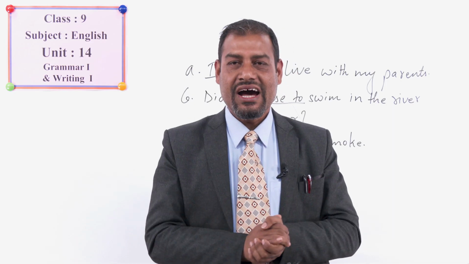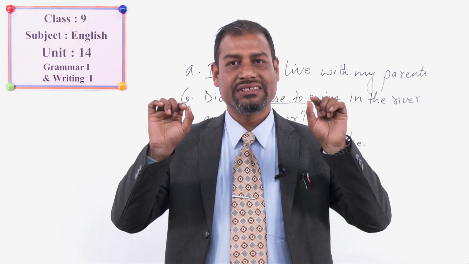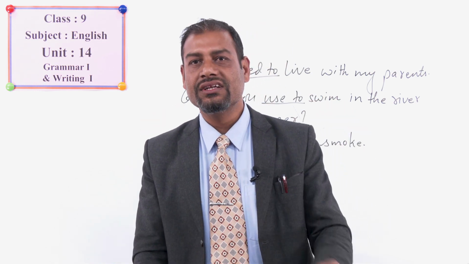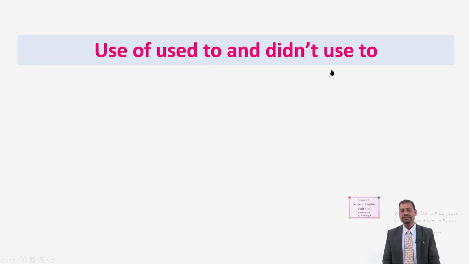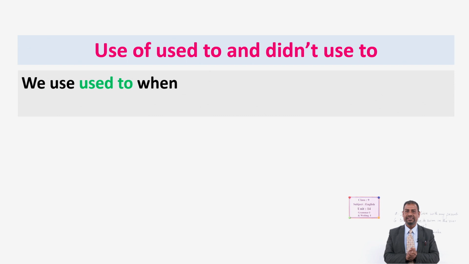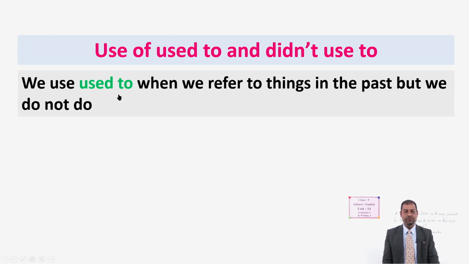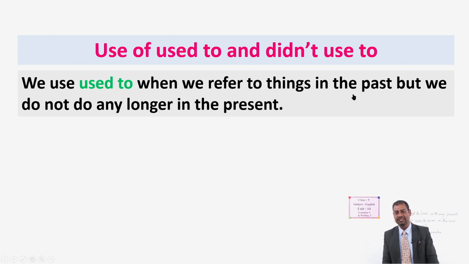Okay. Now, after this, I would like to share with you in what situation we have to use used to and didn't used to. You have already got the idea from the example, from the task that you have just done. So, let me share it. We use used to when we refer to things in the past, but we do not do any longer in the present. Okay. So, for the negative form of used to, you can use didn't used to. Is the idea clear to you?